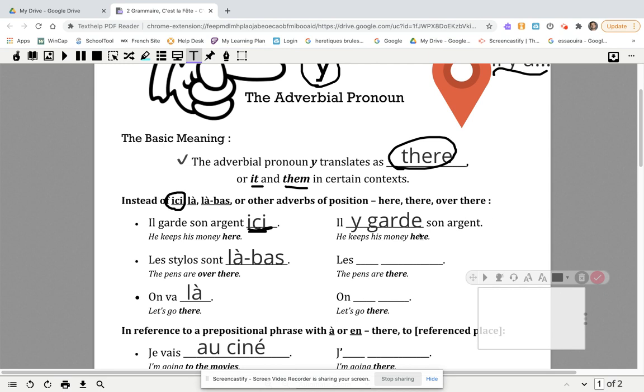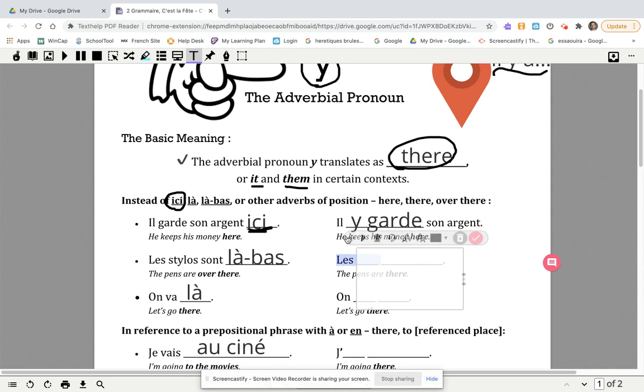D'accord? And if you already know where we're talking about, why say à la banque or dans la voûte or whatever else? Why not just say "y"? D'accord? Look at the second sentence. You've got les stylos sont là-bas. The pens are over there. You could also say, oh, we're missing a word here. That's a mistake, so I apologize.